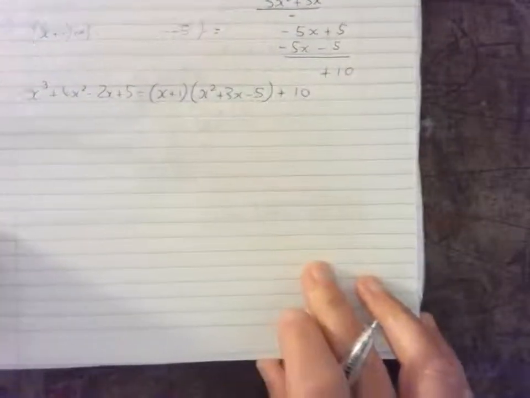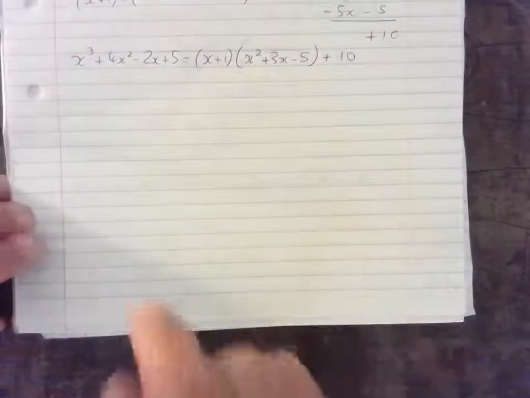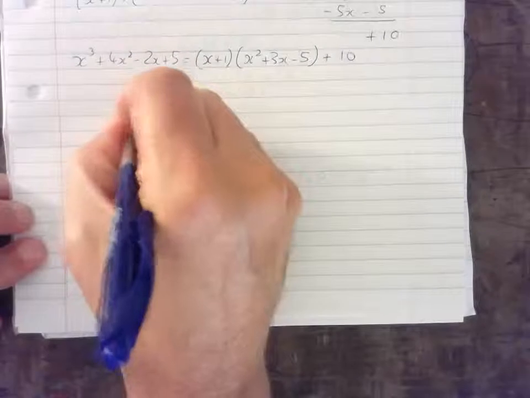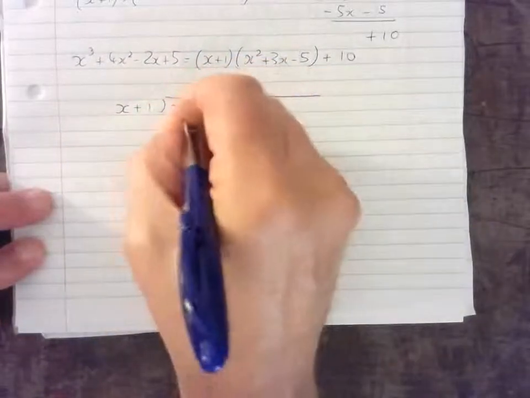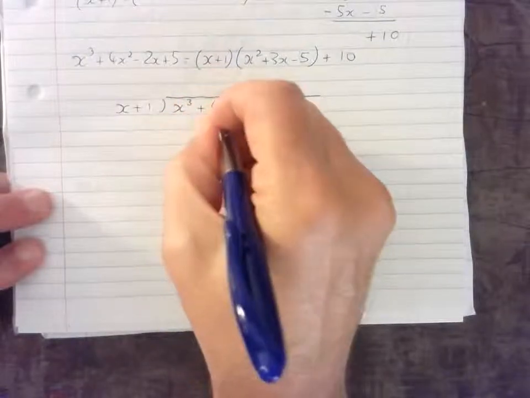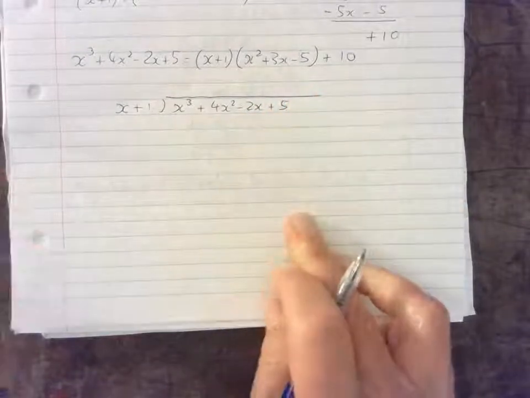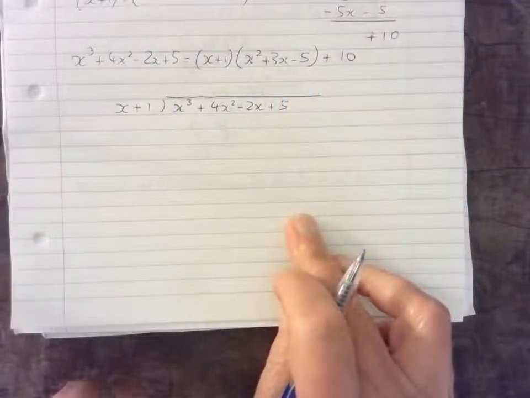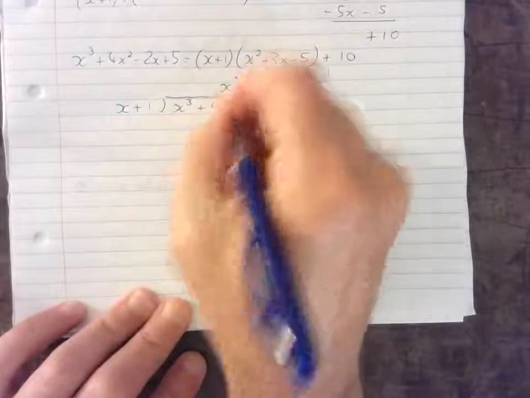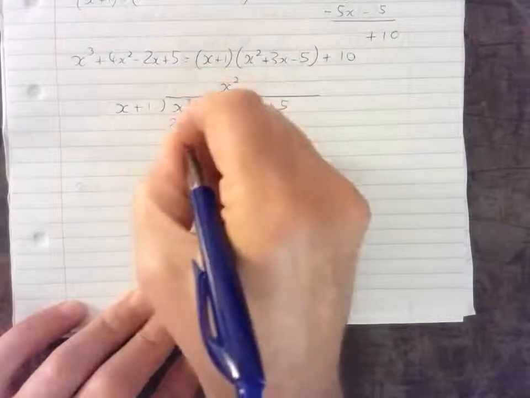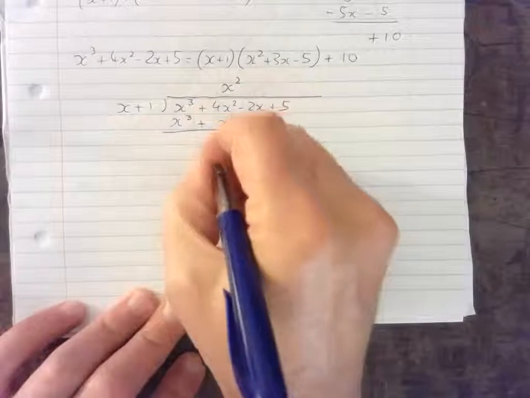If I now just do the algorithm, it's going to follow exactly that process. The only difference is the way that it's laid out. And so I now write it like this. And again, I ask myself all the same questions. So x times what gives x cubed? It's going to be x squared. I multiply that by x plus 1, so that gives me x cubed plus x squared. I take it out, so that gives me 3x squared.